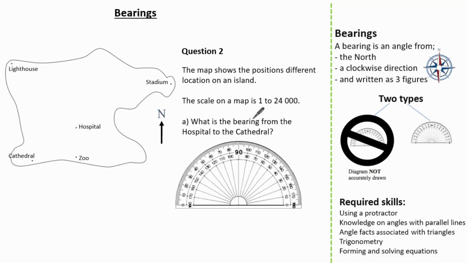Reading the question, we are starting from the hospital. So using our knowledge of our bearings, let's identify the north from the hospital. And we're going to the cathedral, so let's identify our line from the hospital to the cathedral. Because bearings always go in a clockwise direction, it's clear we need to work out this angle.